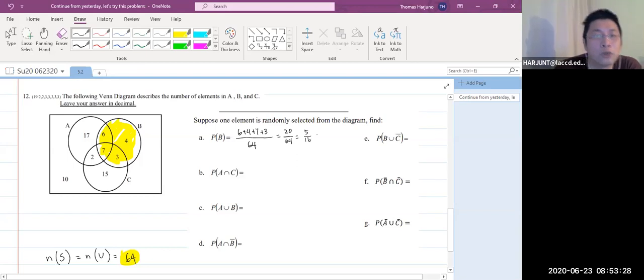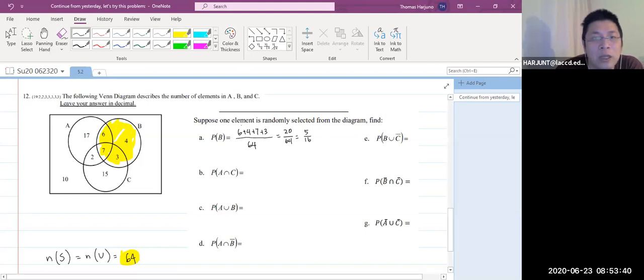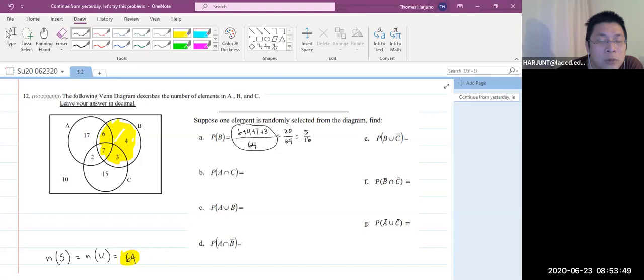Now, of course, you may say, Thomas, can I just write 20 over 64? Yes, you can, as long as you reduce it or change it to decimal. But when you write 20 over 64 only without writing this, very likely tomorrow you may look at the same question and you don't know how you got the 20. So think of it from your learning purpose, right? You don't want to write something that you don't understand tomorrow.